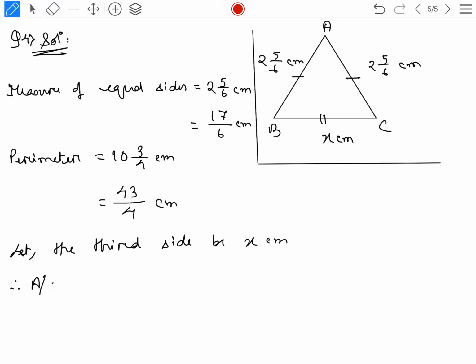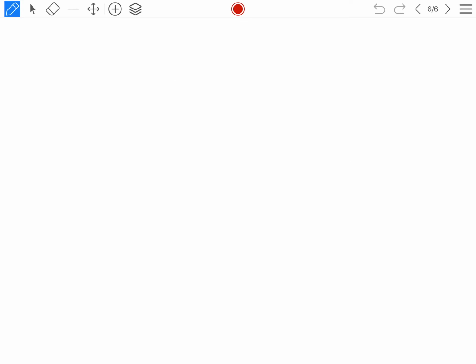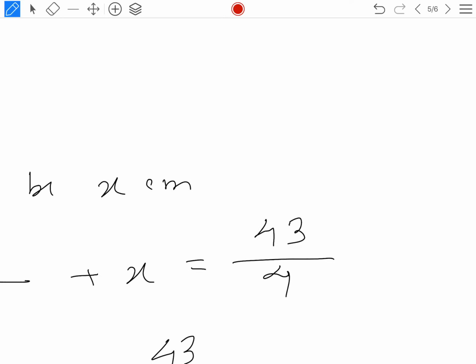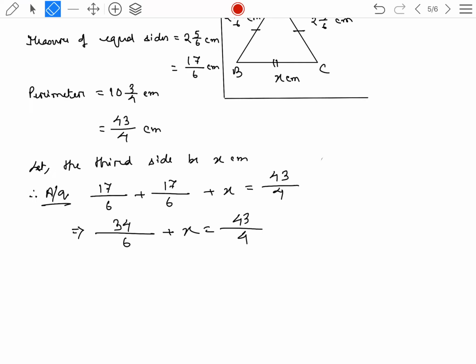Now we'll write, therefore according to the question, the sum of three sides is the perimeter. 17/6. Since two sides are equal, we'll take 17/6 twice. Understood? Then the unequal side x, equal to 43/4. So if we add them, 17 plus 17, we will get 34. 34/6 plus x is equal to 43/4. Now see, to find the value of x, I'll write it on another page.